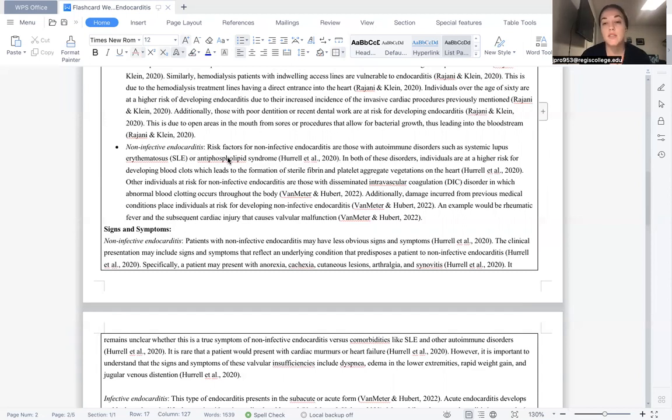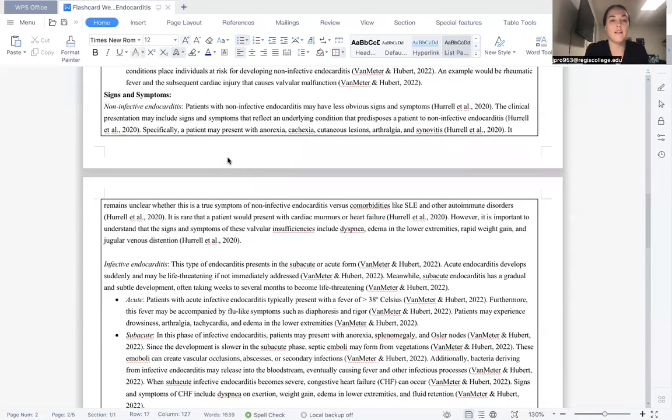A great example of this is those who have rheumatic fever, because there's damage that occurs after that as a sequelae. So there's valvular malfunction, and that's going to make someone more susceptible to developing non-infective endocarditis. For signs and symptoms, patients with non-infective endocarditis might have less obvious signs and symptoms, but the clinical presentation would more so reflect the underlying condition that we think is predisposing a patient to non-infective endocarditis. A great example of that would be those who have lupus.